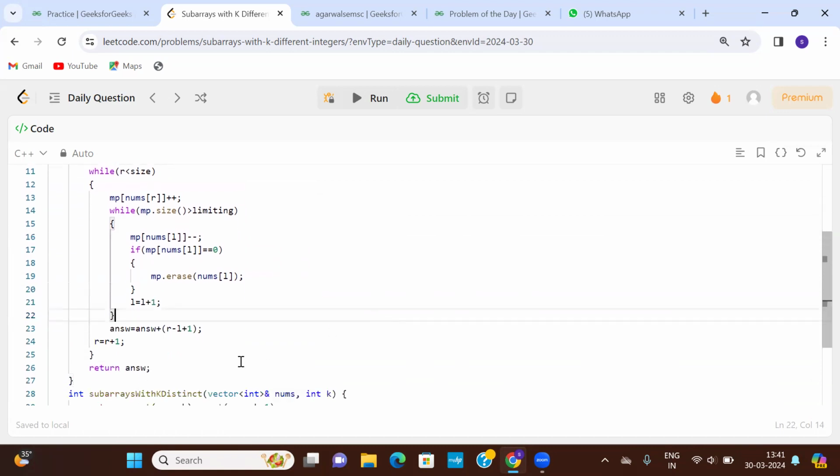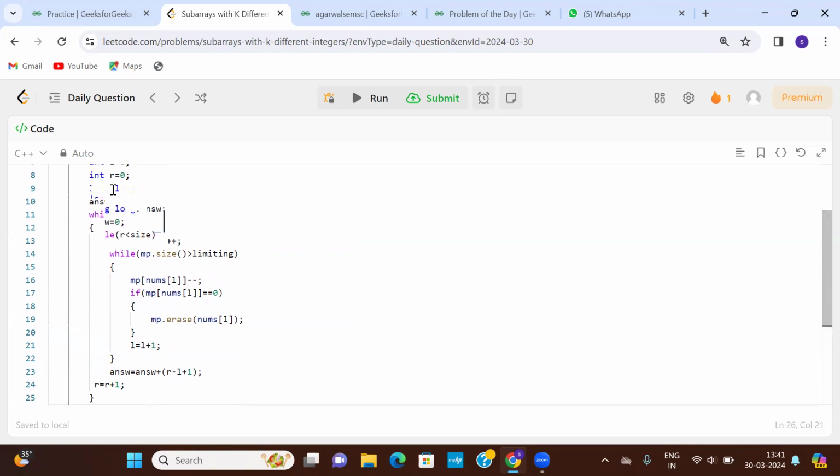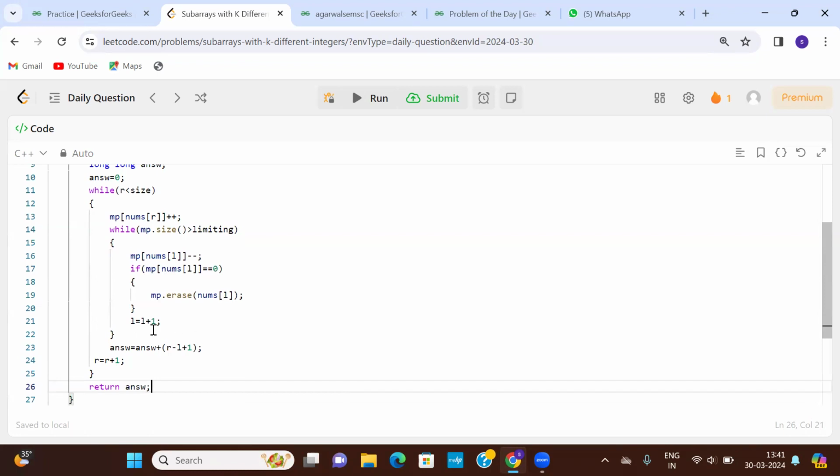Then I have used the general sliding window approach, in which while R is less than size, mp[nums[R]]++. If mp.size() is greater than limit, it means in that particular subarray the number of distinct integers is greater than limit. So I will try to shrink my window. To shrink my window, I will take the help of the L variable. So mp[nums[L]]--. If mp[nums[L]] equals 0, it means it is occurring 0 times in that particular subarray. Then I will erase it from my map, mp.erase(nums[L]), and I will increment the value of L.